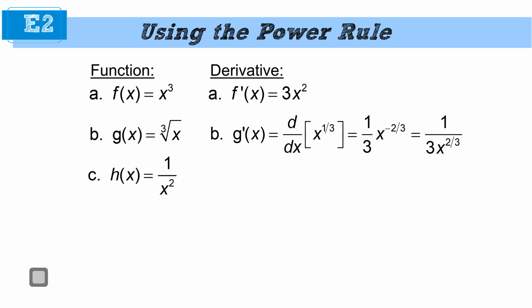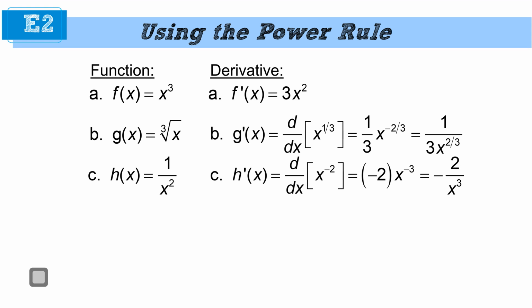What's the derivative of 1 over x squared? Negative 2x to negative 3. Well done. And again, if you want to clean it up, you can move the negative 3 down to the bottom, but we can leave it like that also. Well done.